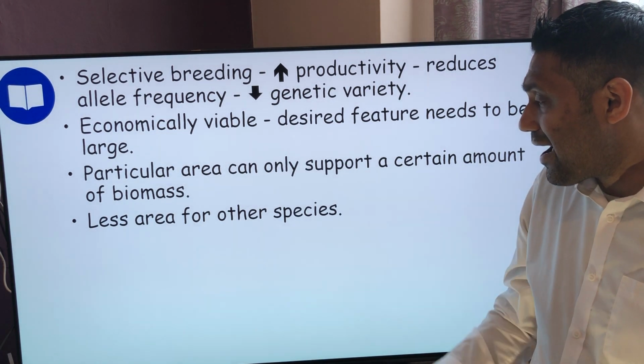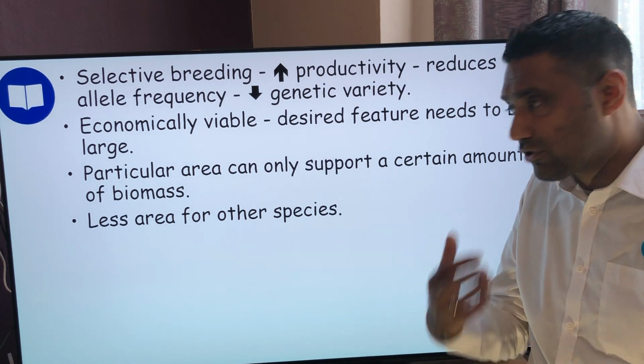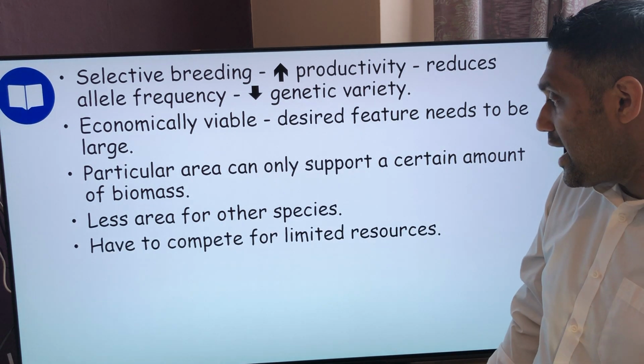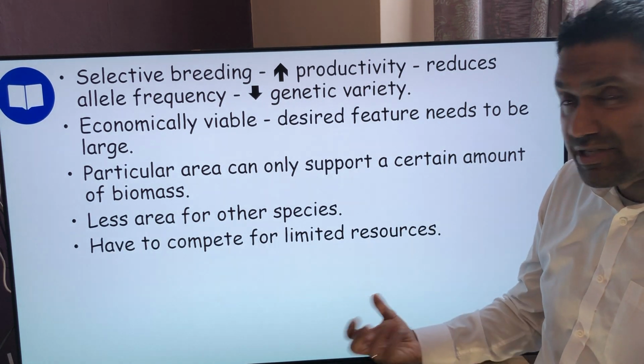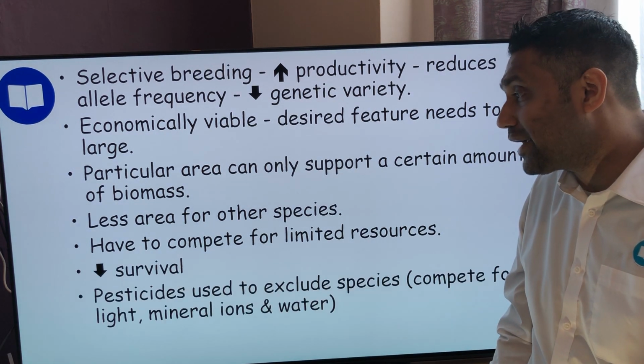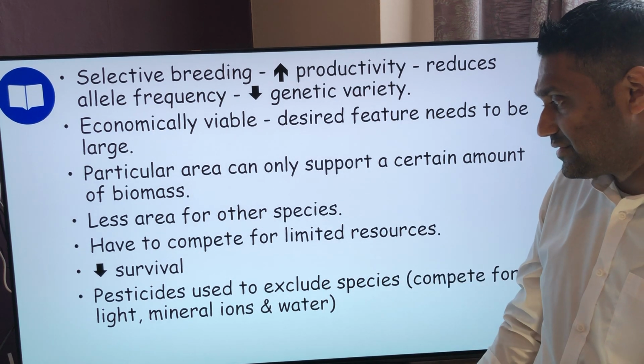So by you growing lots and lots of stuff from the soil, you've got less area for other species to grow. And they have to also compete for the limited amount of resources that are there. So that reduces your survival rate and therefore species diversity decreases.